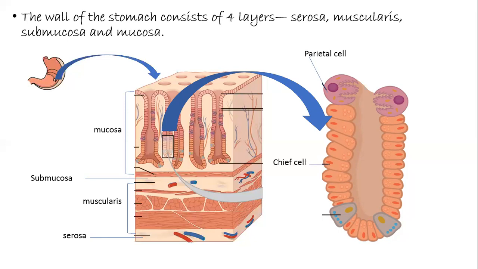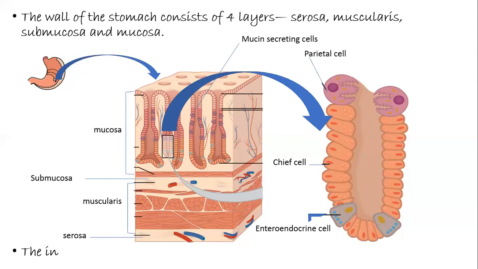Next is the chief cell. The chief cell is also called the peptic cell. The peptic cell is responsible for secretion of pepsin in the gastric juice. This is the endocrine cell. Inside the mucosa, there are mucin secreting cells.